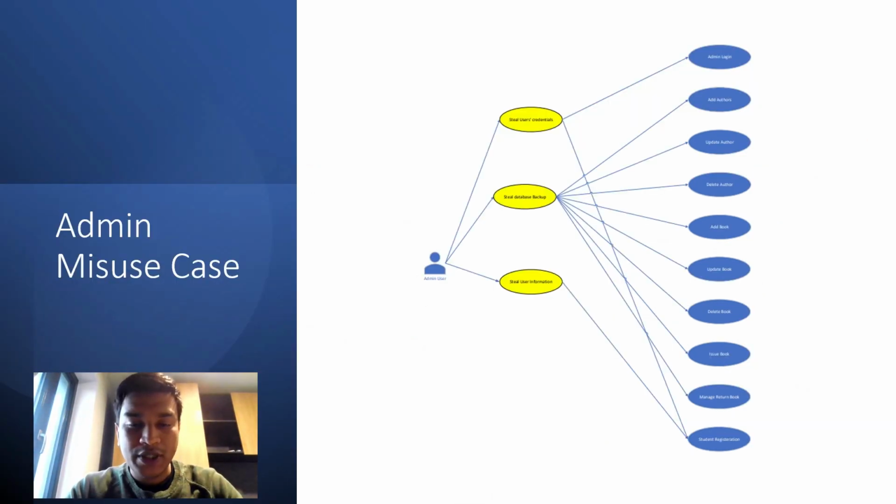This is the misuse case diagram for the admin user. Now, an admin can potentially steal the database backup from the database and sell the information, make money out of it. They can similarly steal information about the users that are using the system and also steal credentials of the users using the system.